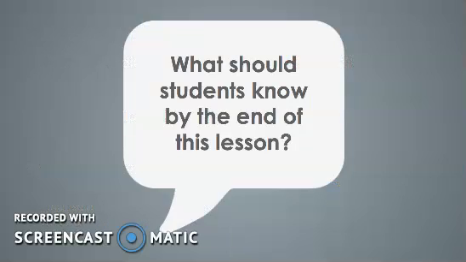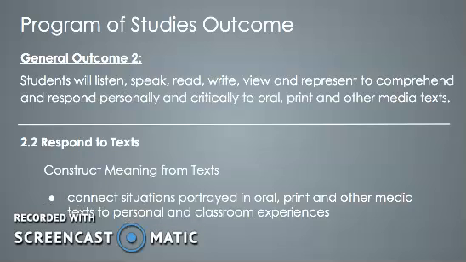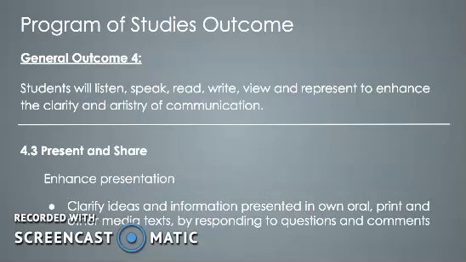So what should your students know by the end of this lesson? Outcome 1.1. Students should be able to talk about how new ideas and information have changed their previous understanding about family structures. Outcome 2.2. Students should know how to construct meaning from text by connecting situations portrayed to personal and classroom experiences. 4.3. Students should be able to enhance presentation skills by clarifying ideas and information presented in their own oral, print, and other media texts by responding to questions and comments.